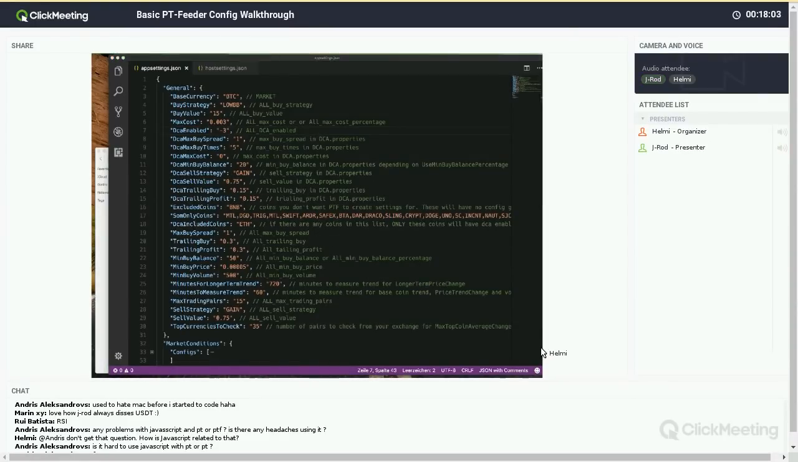I don't think any of the rest of them are ever absolute, other than, isn't there another one in host settings that's absolute? Go back to host settings. Min buy balance. Yeah, okay. So those are the only two that will ever switch. Everything else is just always a percent.